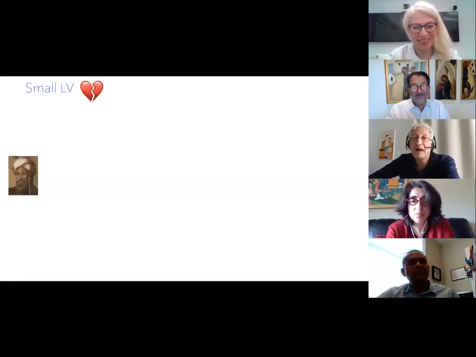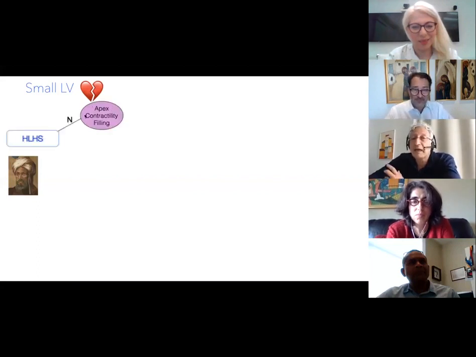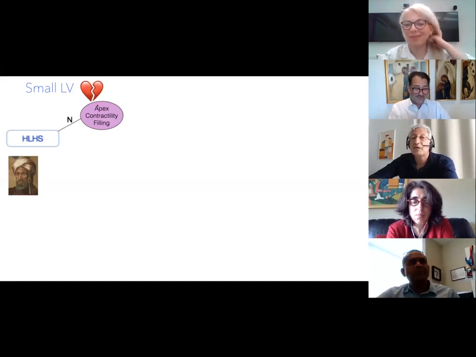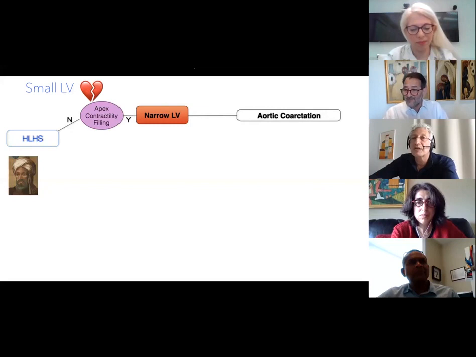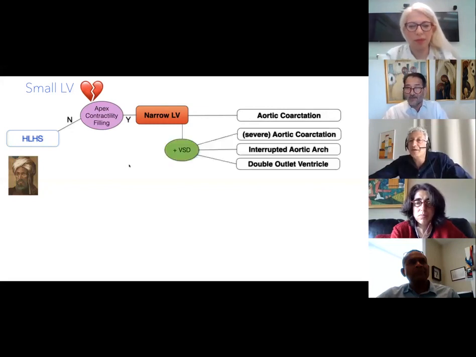And if you ask him how to approach the small left ventricle, he tells you, first of all, check the apex, the contractility, like a computer, like in future artificial intelligence. If it's no, it's a hypoplastic left heart. If there is contractility and there is a filling, it can be coarctation. But also consider to find out whether there is a VSD.